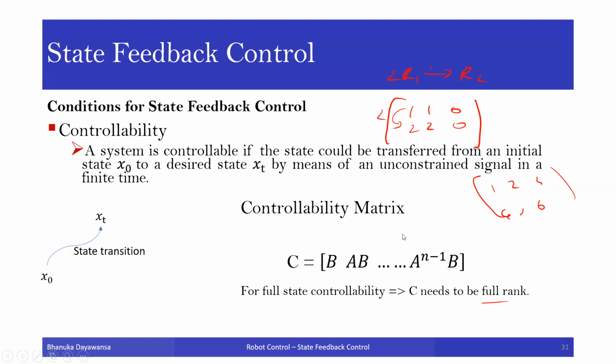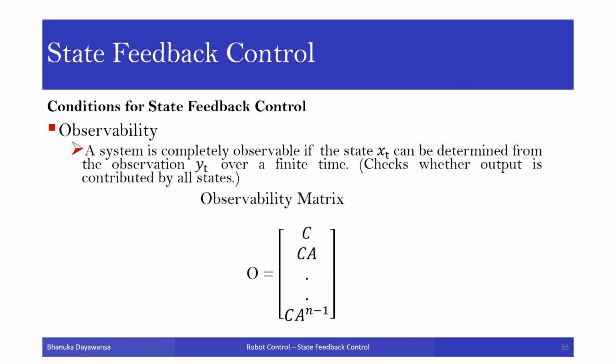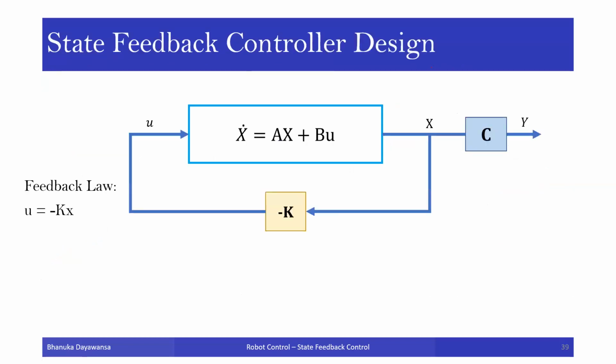And then we have observability. The system has to be observable, because if you can't observe the system properly, you can't design a state feedback control. That is checked by the observability matrix, built from C, CA and so on. I'll do a small example, then you'll understand.